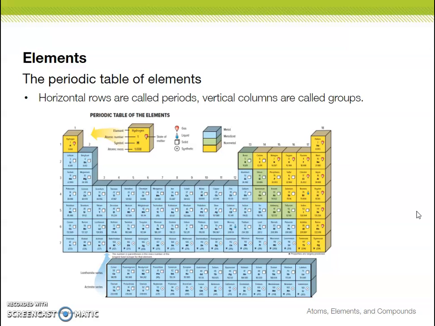Here is the periodic table. The horizontal rows are called periods, and the vertical columns are called groups. They can also be called families.